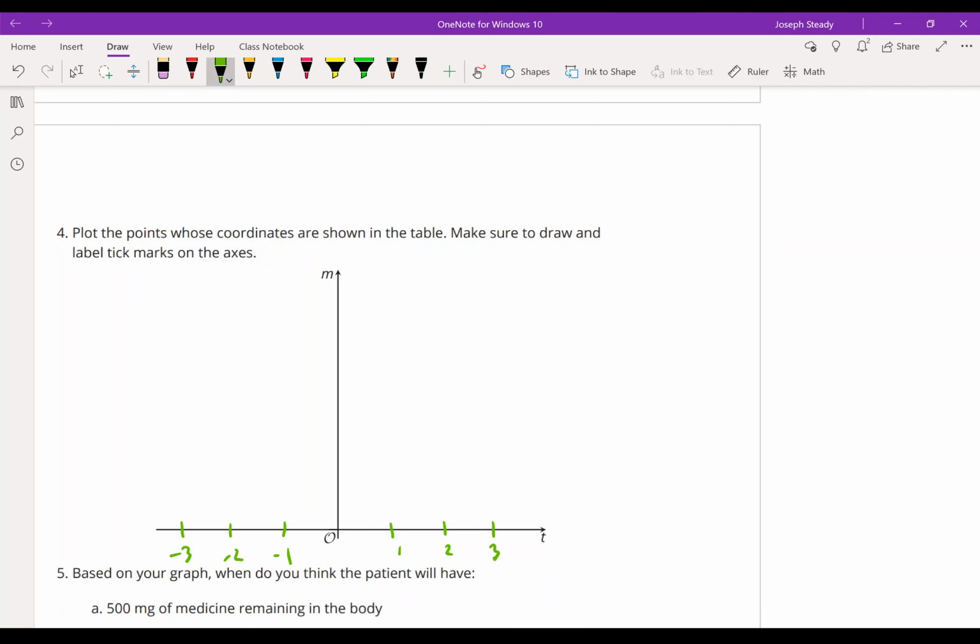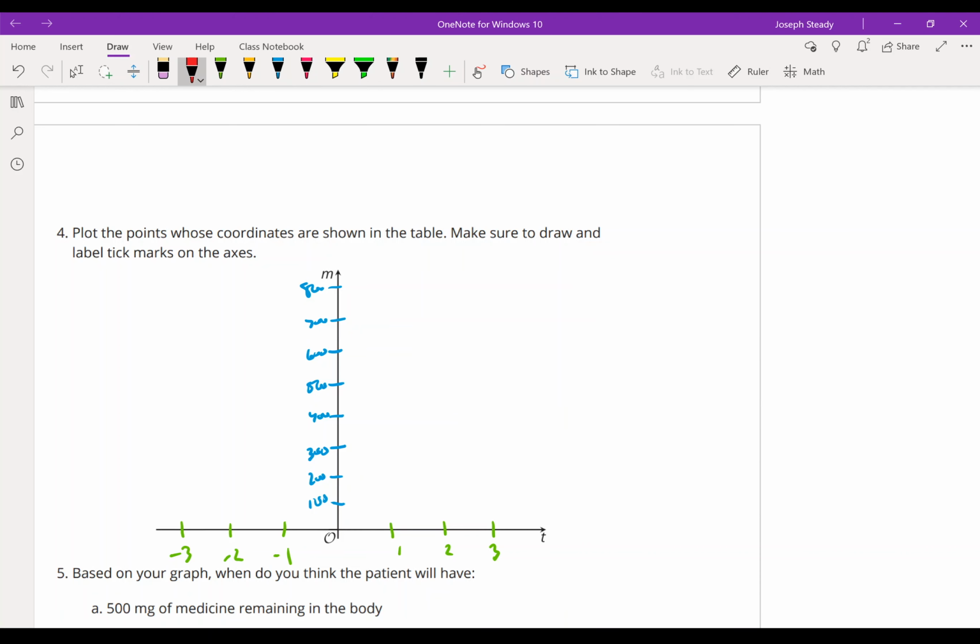And for the amount of medicine, at -3, I have to be able to get up to 800. So I'm going to go up by 100s here. So 1, 2, 3, 4, 5, 6, 7, 800. So there's again 100, 200, and I'll just label those. Now the rest of this is just filling in the points here.